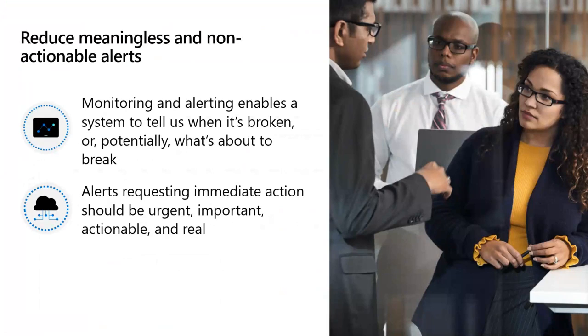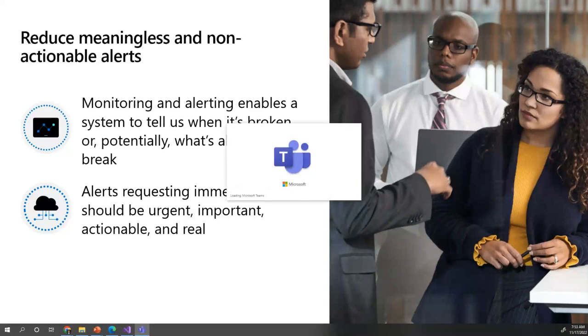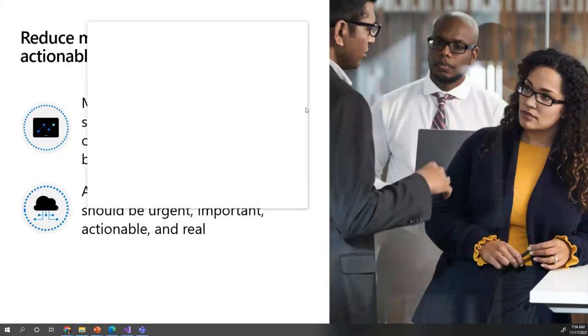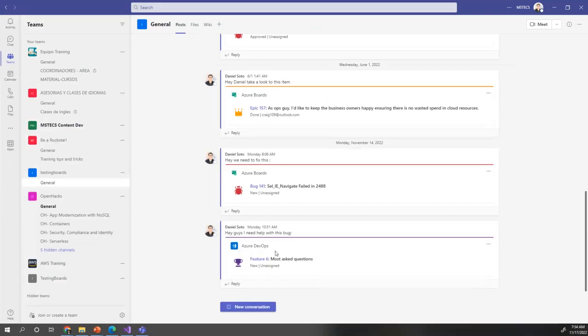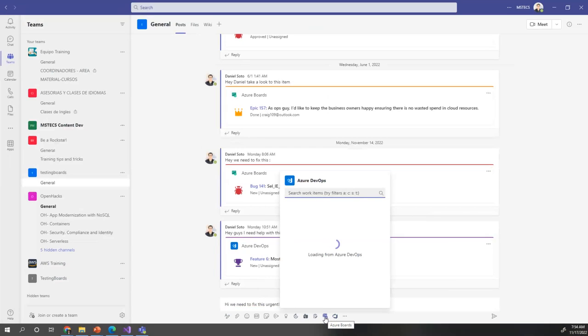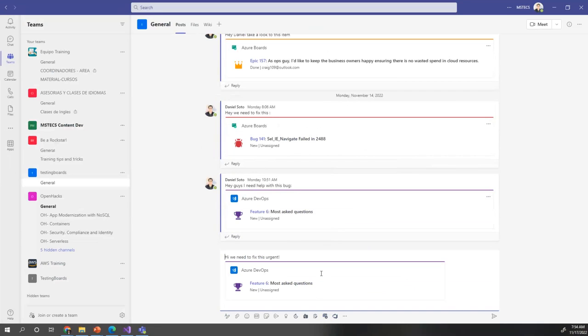Okay, so with this, we are done with all the modules, guys. I will make a quick wrap up. Just to finish with these specific topics, there are going to be some labs. For example, remember that within Microsoft Teams, you can install an extension that lets us link different work items. So if I create a conversation, I can specify, hi, we need to fix this urgent. Automatically I can link to existing work items. There we go.